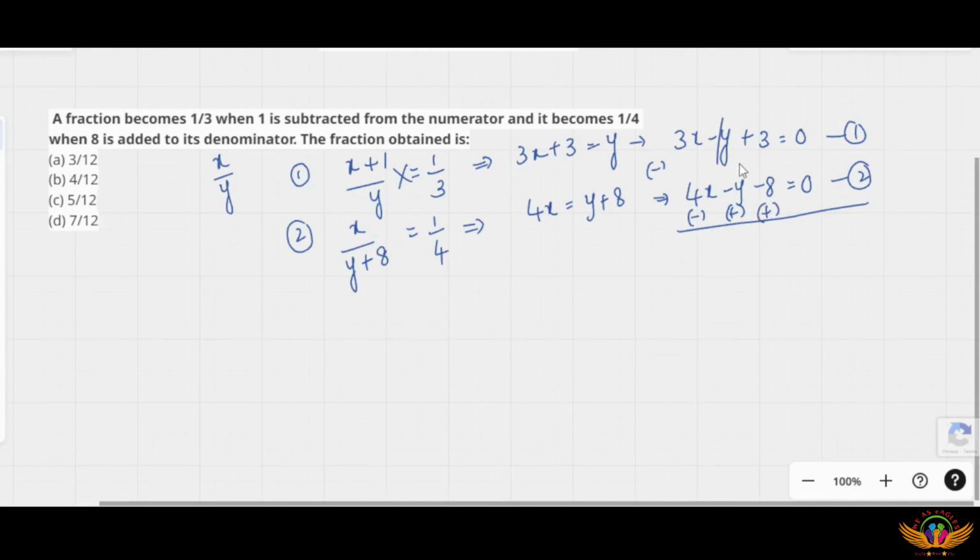So minus y plus 5 cancel. 3x minus 4x becomes minus x. 3 plus 3 plus 8 is 12. So x value is equal to minus 12.